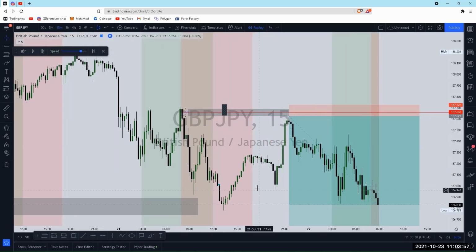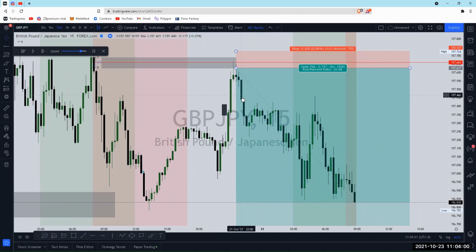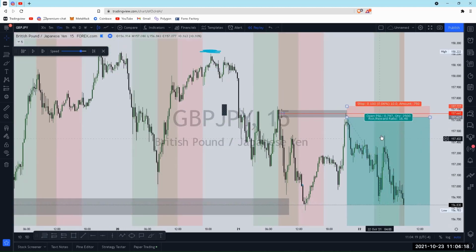So basically, I target imbalances, and imbalances are inefficient price action, where you have just strong down moves, nothing but black candles with no green candles in the area. Notice how price comes right back up here and targets this area. So I use that to my advantage.